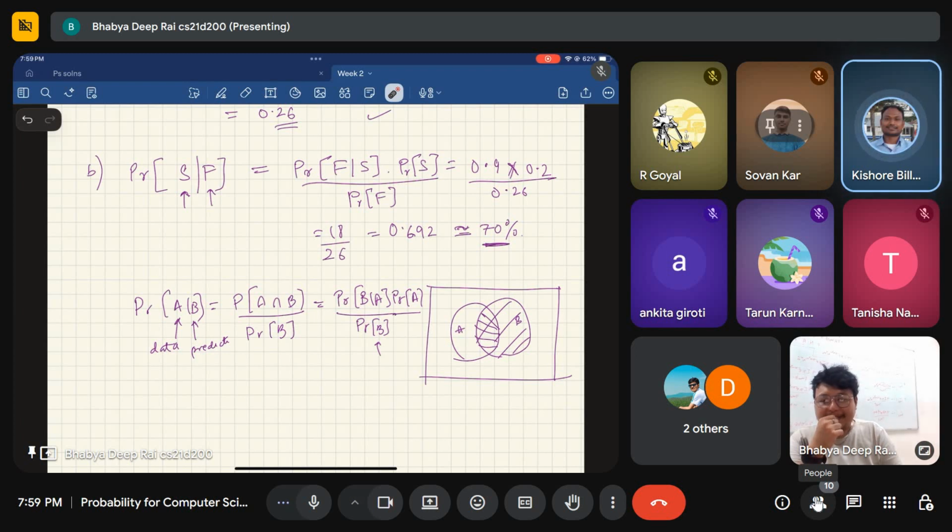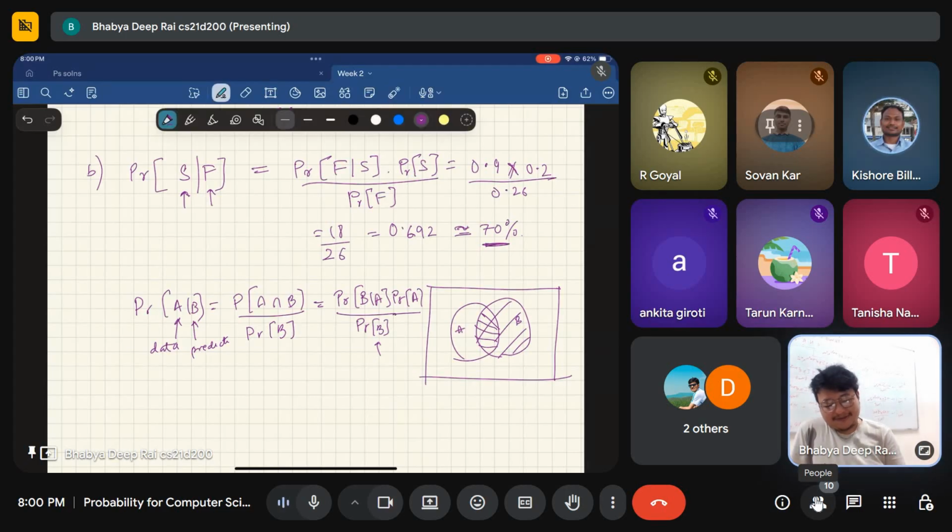It's not a query. Given the problem, A is the data, and B is the prediction. So when we say probability of A given B, but when we say probability of B given A, what do B and A become at that time?